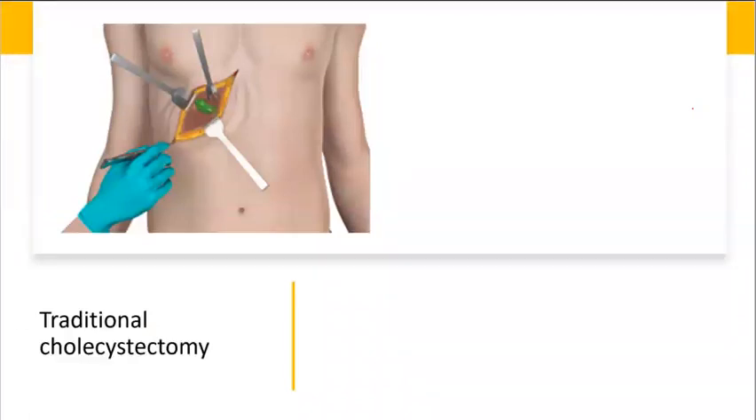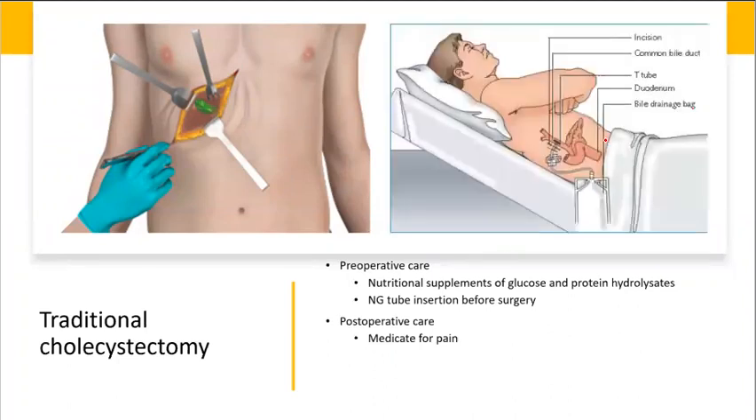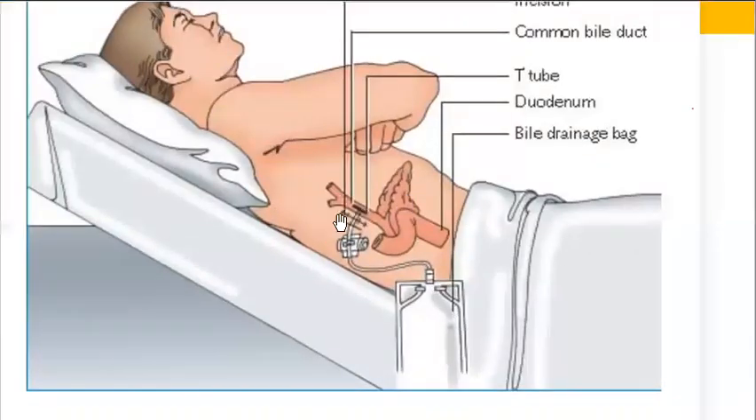Again, with our post-operative care, we need to place them on nutritional supplements of glucose and protein hydrolysates. We'll need to put an NG tube before surgery. And post-operatively, we'll need to medicate them for pain. There might be need to put a T-tube. So we'll need to monitor our T-tube. So that's your T-tube there that's placed in our patient. So that's our T-tube there.